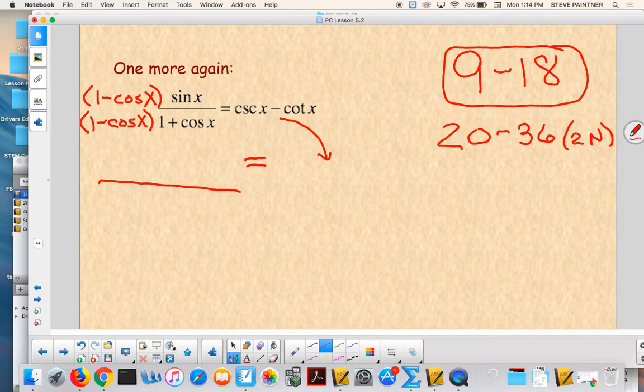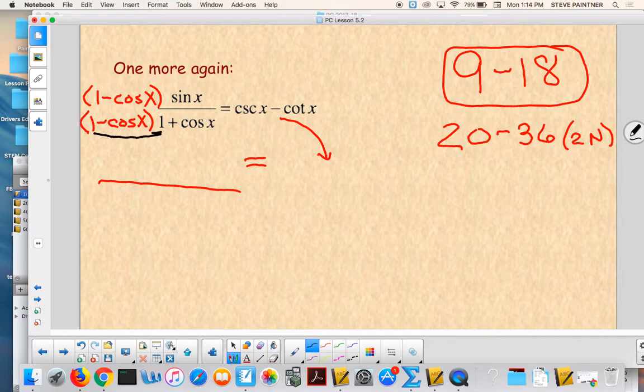So on the bottom, you FOILed it out, right? Hunter, what'd you get on the bottom? You didn't get it yet? Okay. Harry, what'd you get on the bottom? Don't have it yet. Okay, let's do this together.